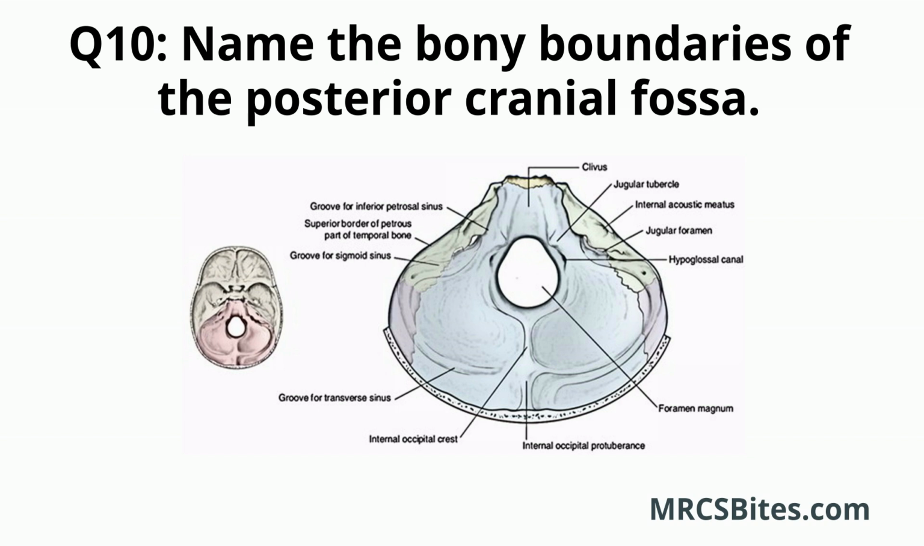The floor of the posterior cranial fossa is formed primarily by the occipital bone, including the foramen magnum, where the brainstem continues as the spinal cord. The posterior cranial fossa contains several important foramina and canals, such as the foramen magnum, jugular foramen, internal acoustic meatus, and hypoglossal canal, which transmit critical nerves and blood vessels.